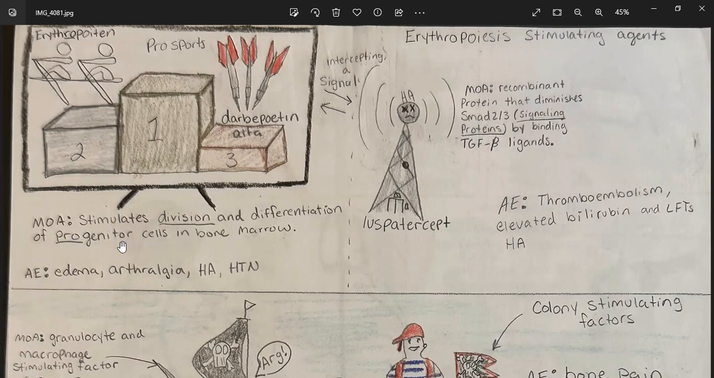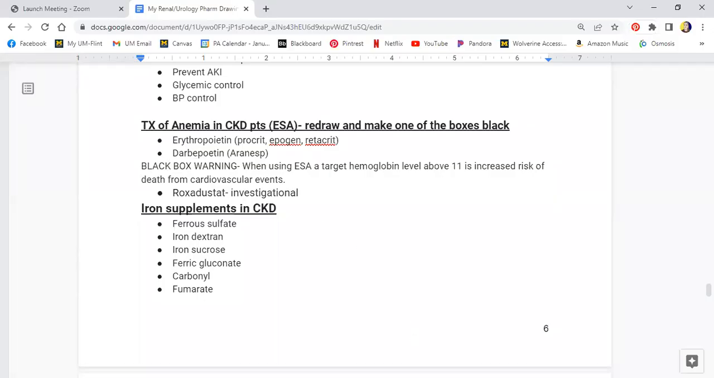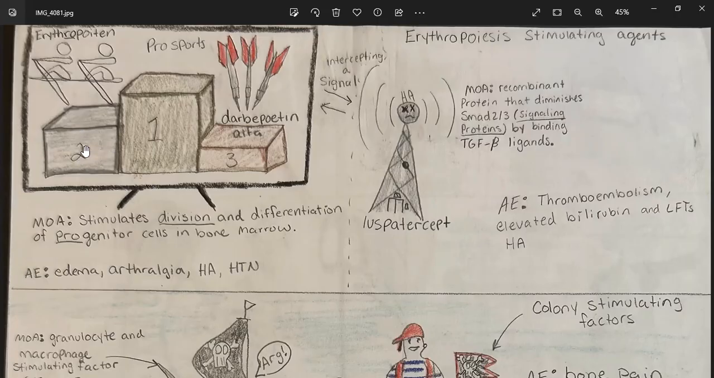So progenitor cells, I think pro sports, and it says division. So we have like the division of 1, 2, 3. These are people who are rowing, and that is for erythropoietin. And these are darts, or darbepoetin. Adverse effects are edema, arthralgia, headache, hypertension. And remember, these have a black box warning. This is a blackish box.